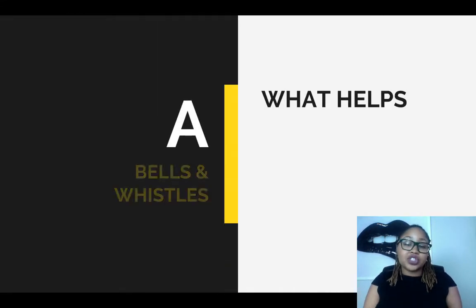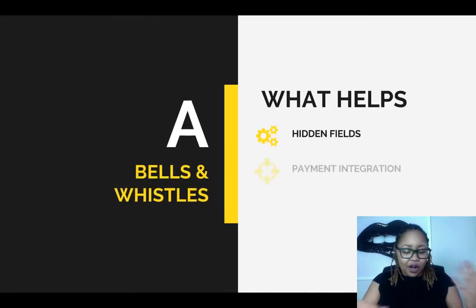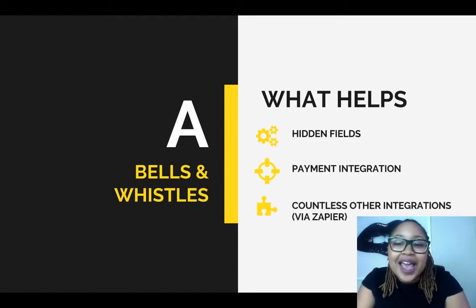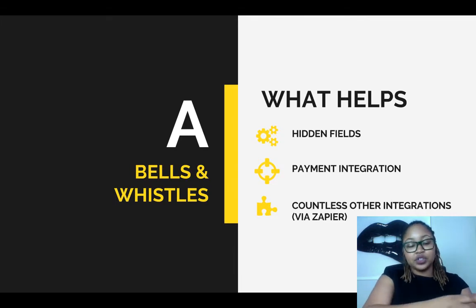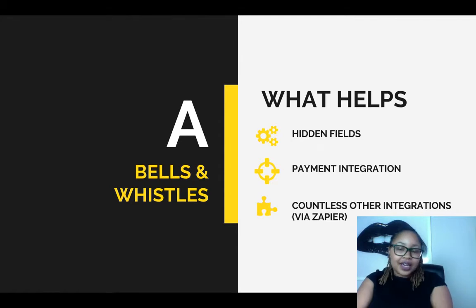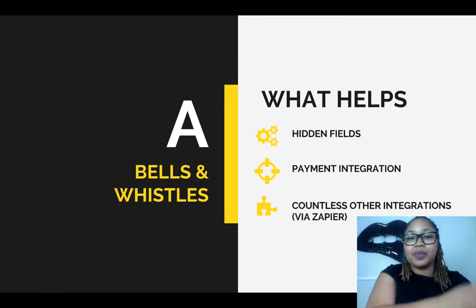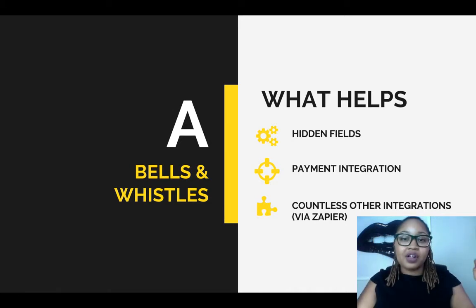Now, I also want to talk to you about bells and whistles, like all the different features. I give Typeform an A when it comes to bells and whistles. There's specifically some cool features you can do. For example, you can do something called hidden fields. And what this allows you to do is, let's say that you've already collected someone's email address. You've already collected certain data about them. You can take that data and pass it along in the URL.